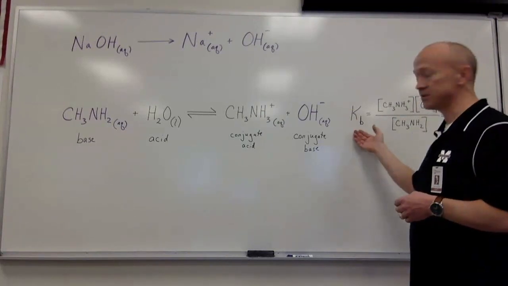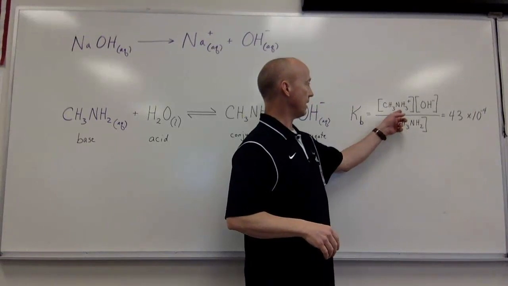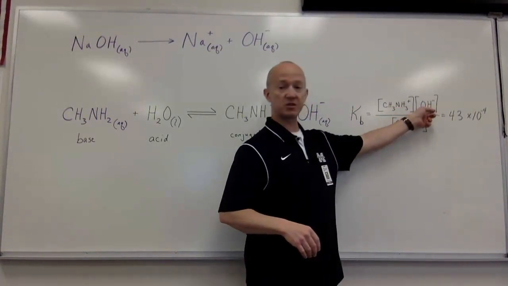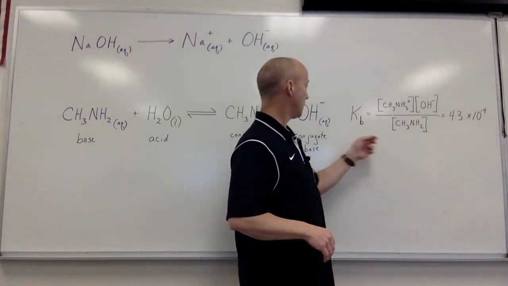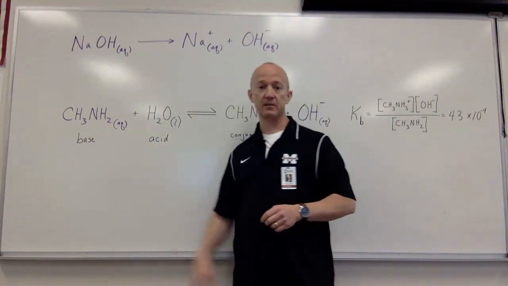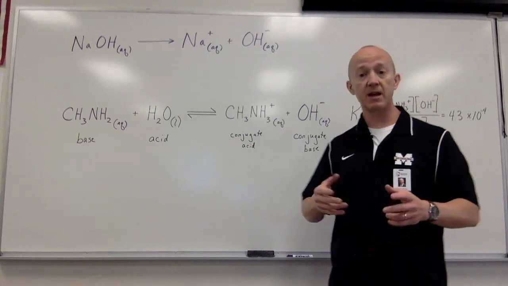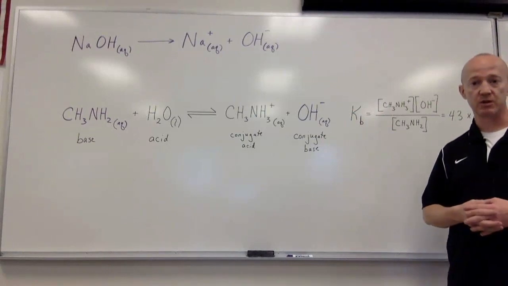The Kb in this case is figured in the same way that we figured the Ka. We have the concentration of CH3NH3 times the concentration of OH over the concentration of CH3NH2. Our products over our reactant. Again, remember, we don't have to include water in this. And that's how you find the Kb expression for a weak base situation.